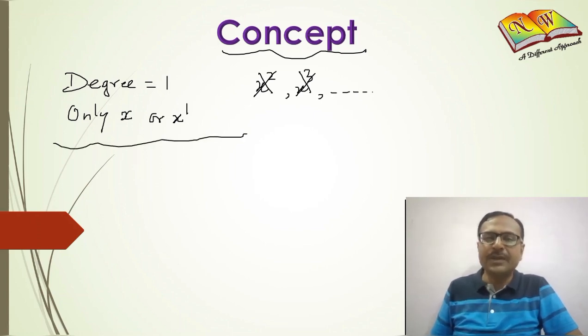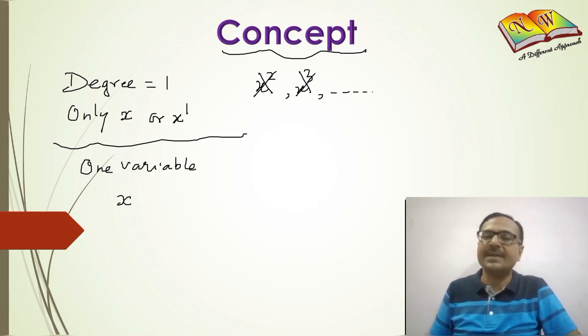The equations we are talking about are equations in one variable. That means if the equation contains x, it will not contain y, z, and so on. If it contains y, x, z, and so on will not exist in the equation. So they are equations in one variable.